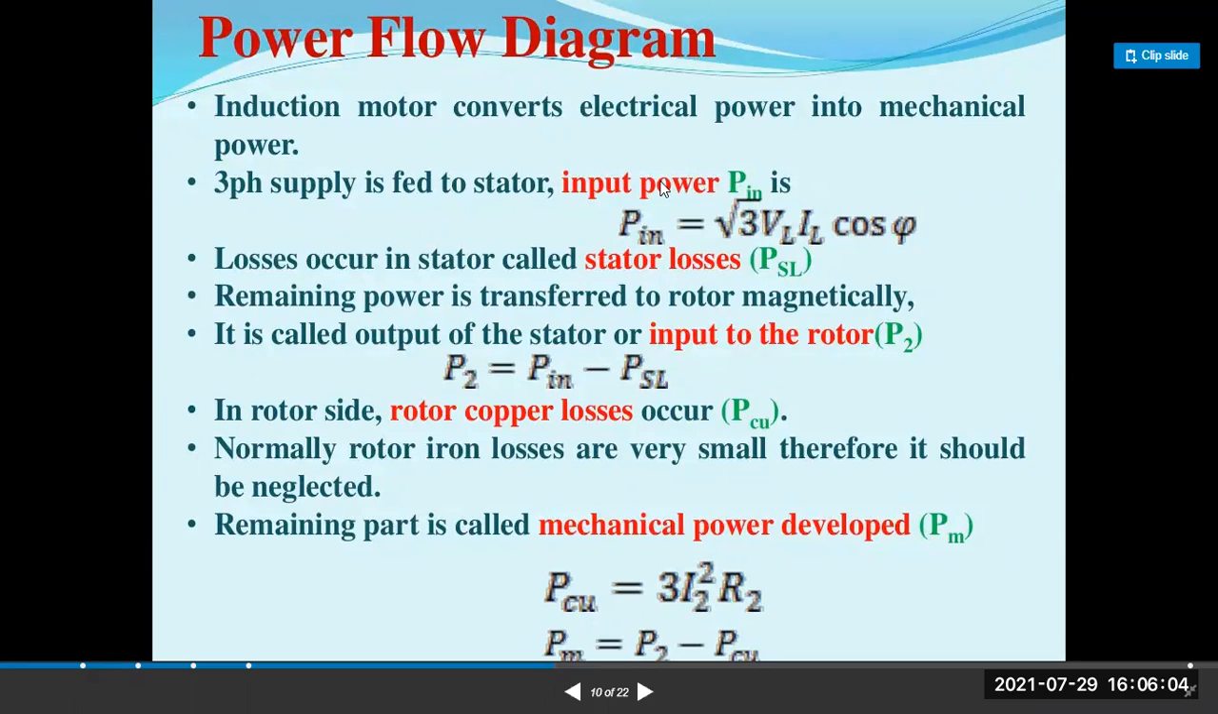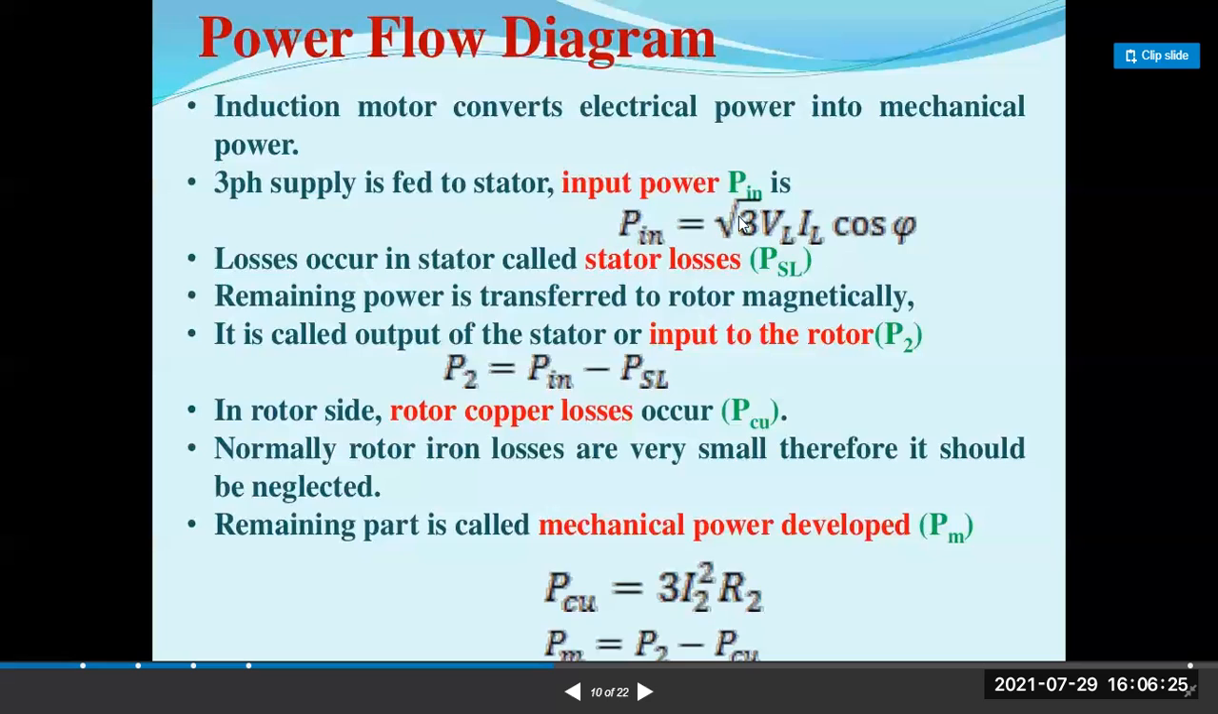So you can either consider this in line equation term, or you can write it as your phase equation term. In both cases, there is a transforming of root 3 to 3. This V line will become V phase, line current will become phase current, and the cos phi will remain as it is.